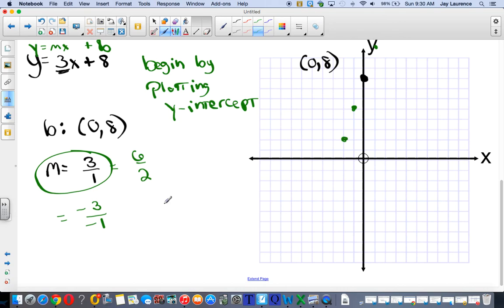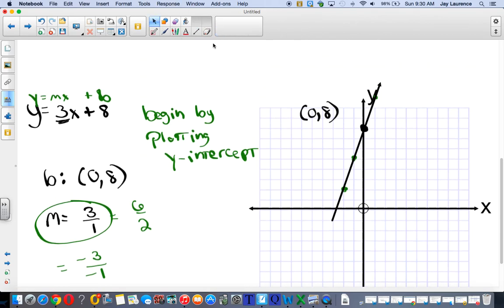How did I know to go down? Because I made the 3 negative. How did I know to go left? Because I made the 1 negative. Let's see if 1, 2, 3, 1, if we're going to hit that guesstimated point up there. It looks like we're going to.